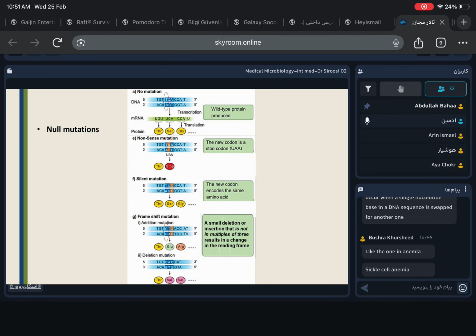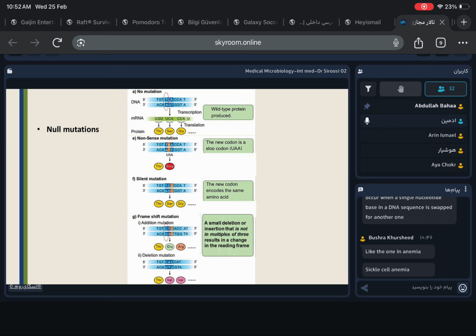So frame shift mutations, as you can see, changes the sequence of amino acids from where the mutation happens. So after the mutation, downstream the mutation, we have different amino acids compared to the original one. And as I said, most of the time, the ribosome faces a premature stop codon, and we have a short protein which is non-functional most of the time.